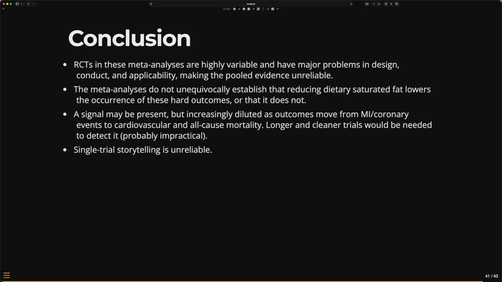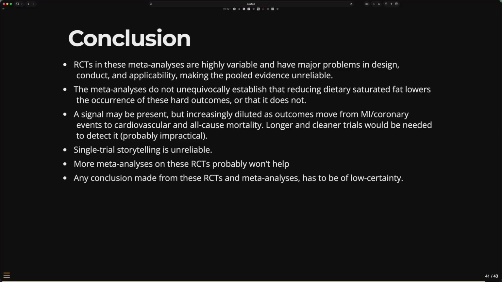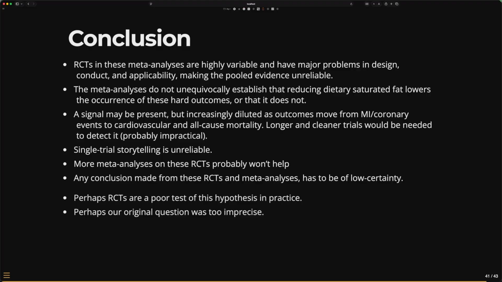And it's clear that there's been so much debate on them that there's not a strong conclusion either way, based on just this evidence set. And more meta-analyses probably won't help. So any conclusion is low certainty. Maybe even randomized controlled trials on this hypothesis are not the best thing in practice.